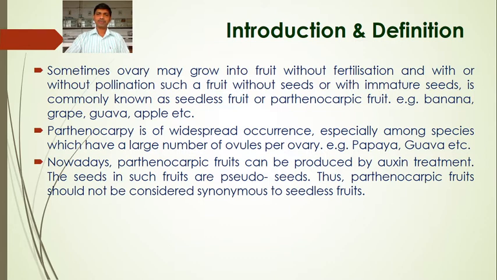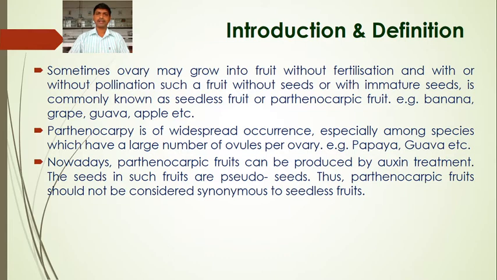Such fruits have immature seeds, or are without seeds, and are called seedless fruit or parthenocarpic fruit, because this phenomenon is called parthenocarpy. So what happens in parthenocarpy? There is a formation of the fruit without fertilization. Such fruit is called the parthenocarpic fruit, also called the seedless fruit. The fruit is developed without fertilization and with or without pollination. Such fruit without seeds or with immature seeds is known as seedless fruit or parthenocarpic fruit.